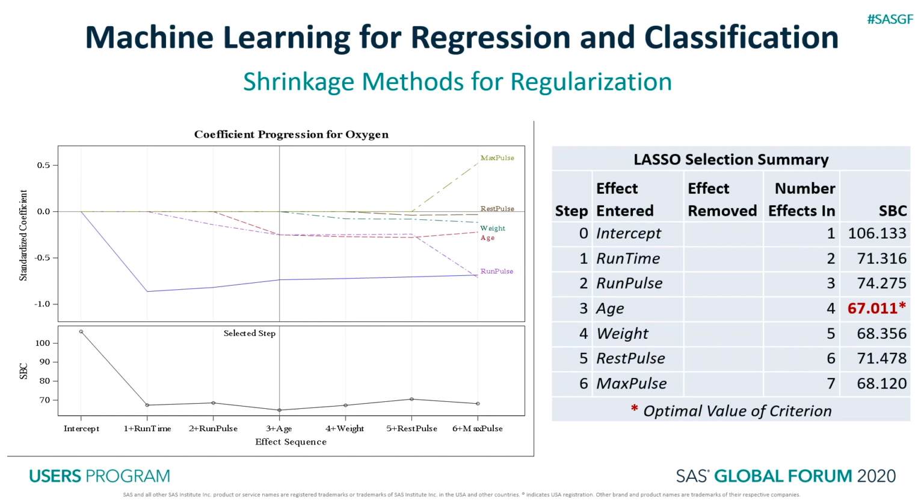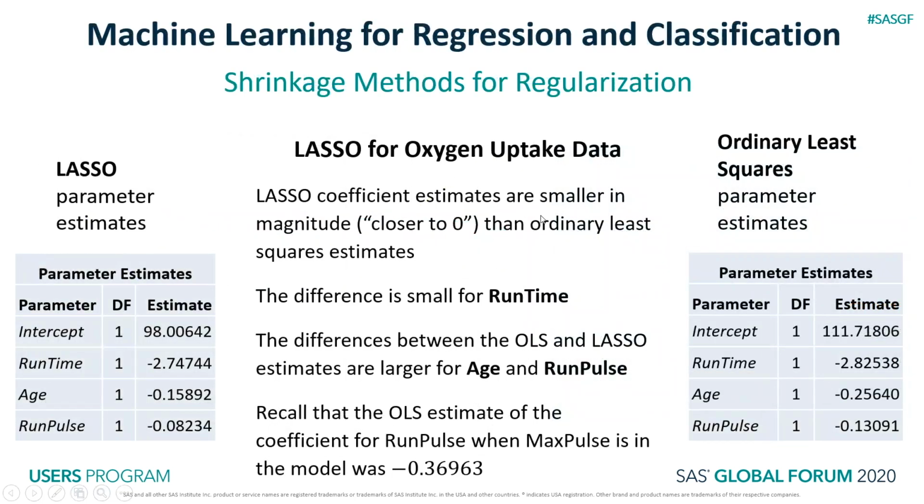So here is the output, and just reading the table on the right-hand side and looking at the graphs on the left-hand side, we see that the SBC criterion, Schwarz's Bayesian criterion, selects a model which has 3 variables. Those variables are run time, run pulse, and age, and therefore weight, rest pulse, and max pulse are not included within the model. So since we know that max pulse and run pulse are highly correlated, including only one of them in the model makes a whole lot of sense.